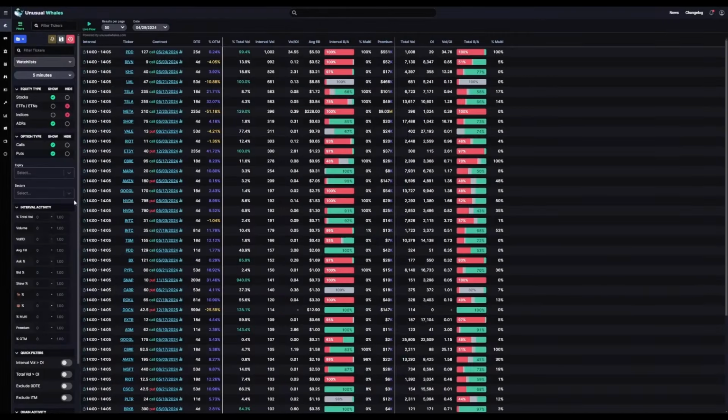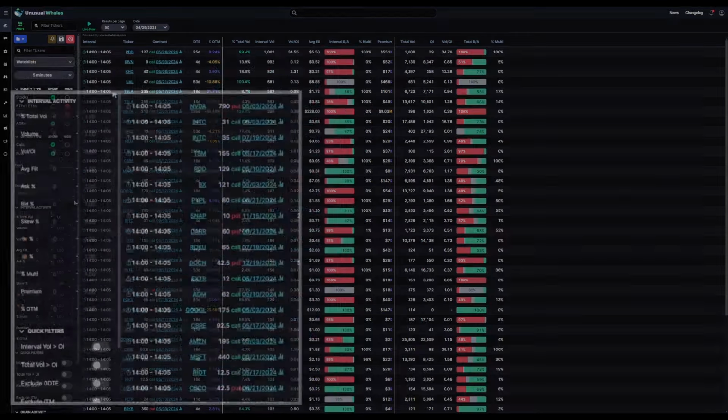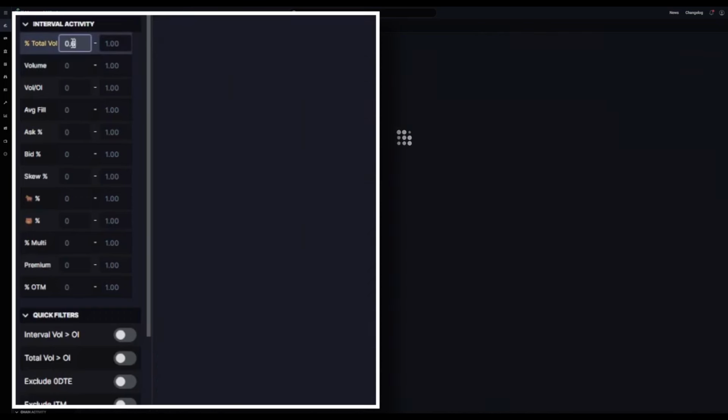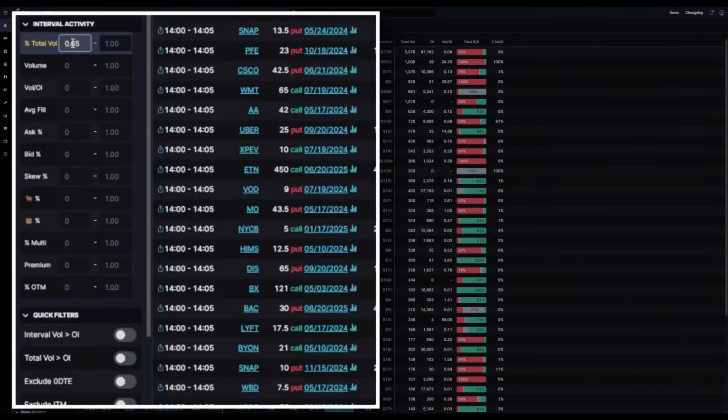Now down here, we get to the spicy filters for the interval activity. These are the criteria that flow must meet within the selected time interval in order to appear in this feed. Now, I mentioned I wanted to see ask side activity where a large portion of the volume occurs within this time interval. So for the percent total volume, I'm going to put a 0.65 here, to represent 65% of that contract's volume occurring within this 5 minute interval.